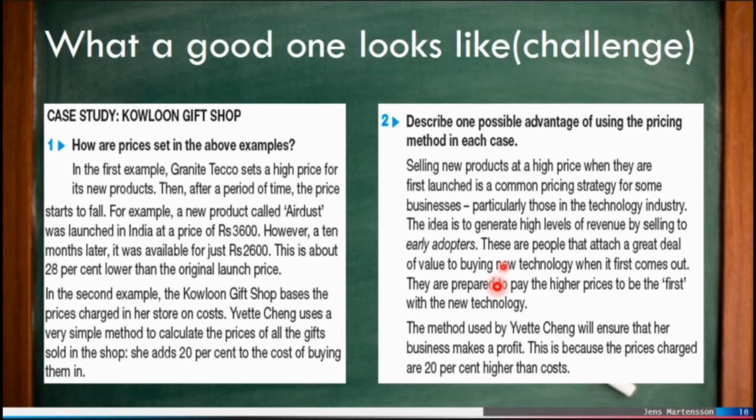So this is how a good one looks like. After attempting the challenge, you can compare your answers with one of the good answers, which looks like this. So that's the answer for the first question, and this is the answer for the second question.